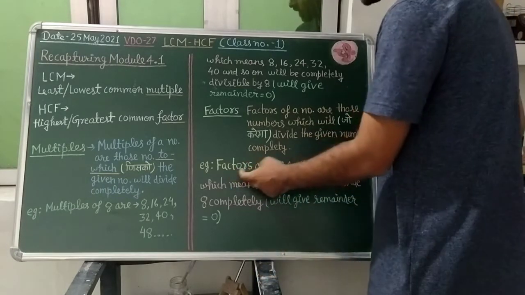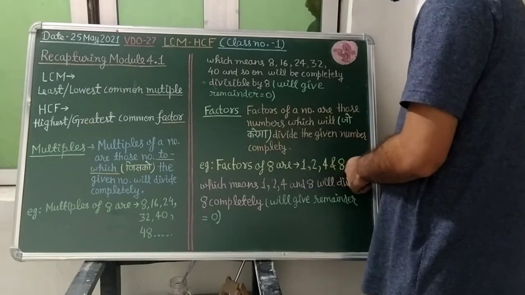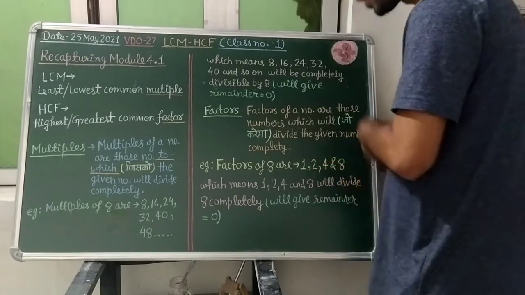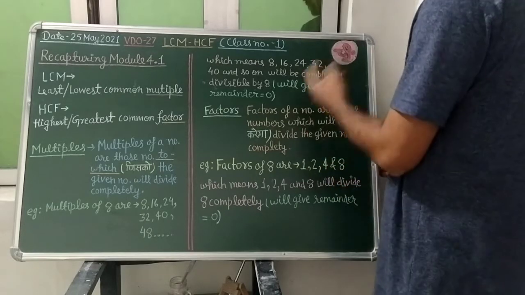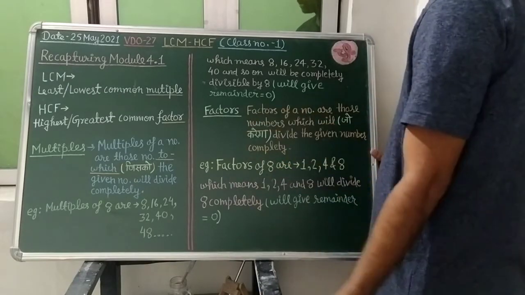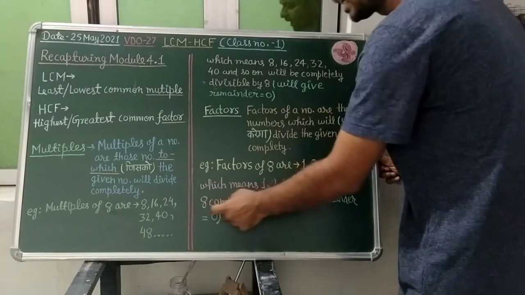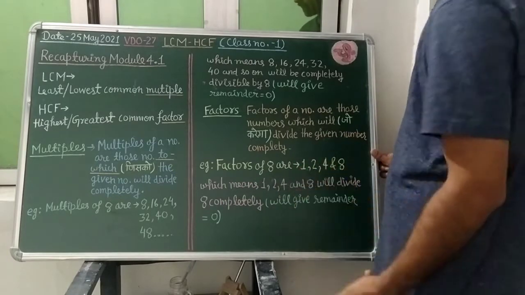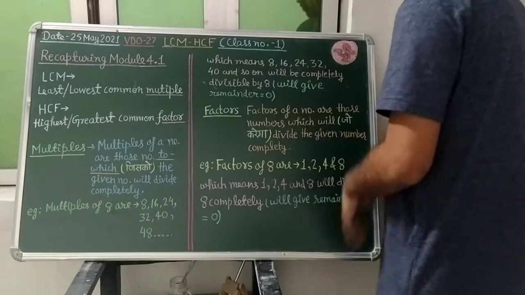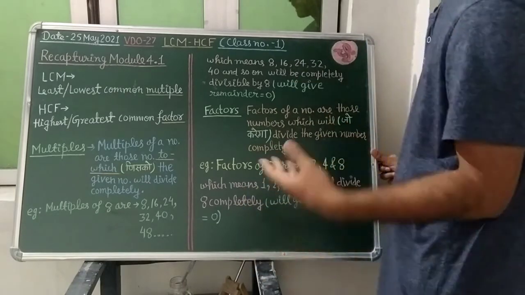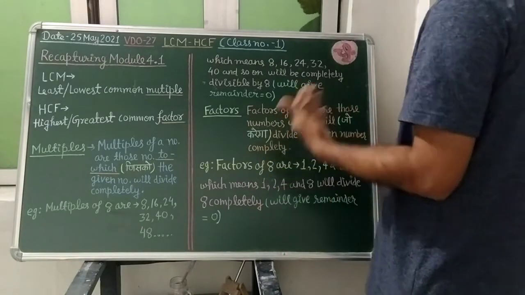Meaning that when we write the factors of 8, we see that the factors are 1, 2, 4, 8. So these 1, 2, 4, 8 are going to divide 8. What is the meaning of factor? It means 1, 2, 4 and 8 will divide 8 completely. We are getting the factors of 8: 1, 2, 4, 8. These are the factors which divide 8 completely. That is why we say that factors of a number are those numbers which will divide the given number completely.